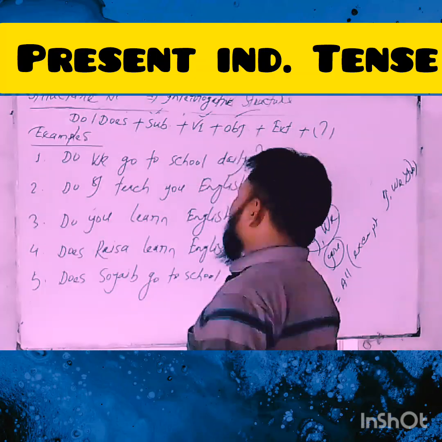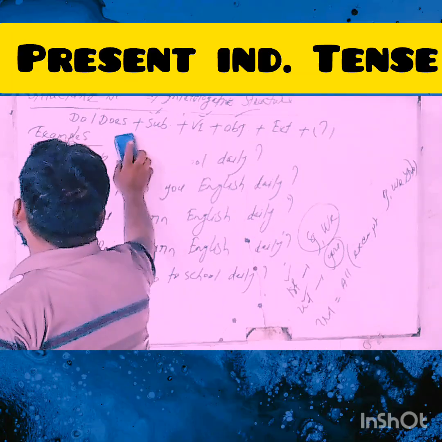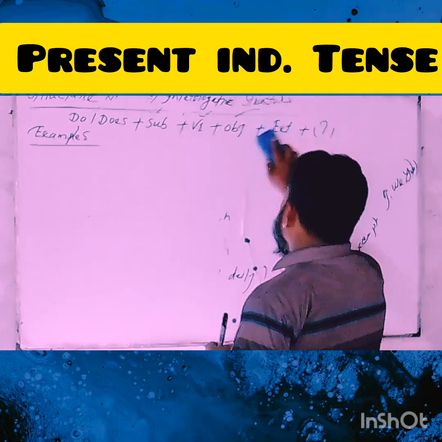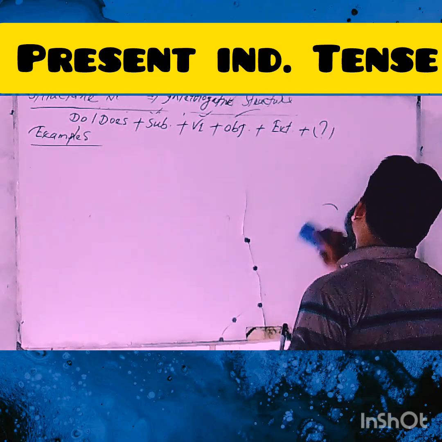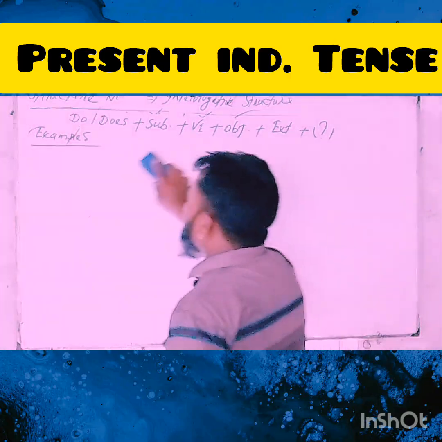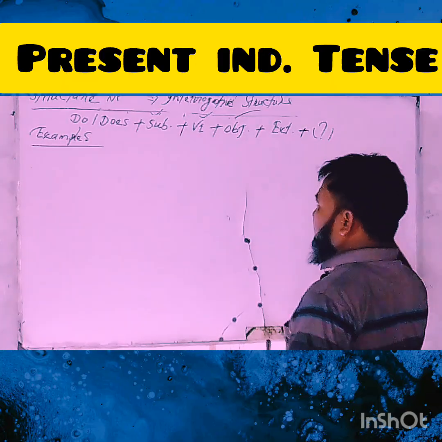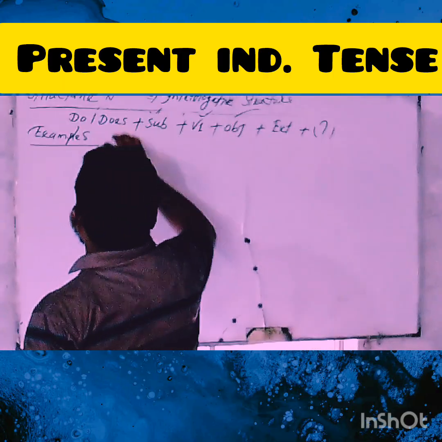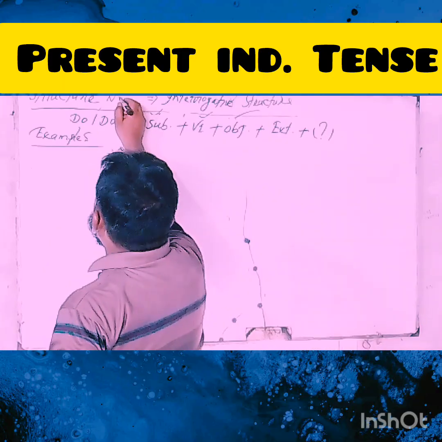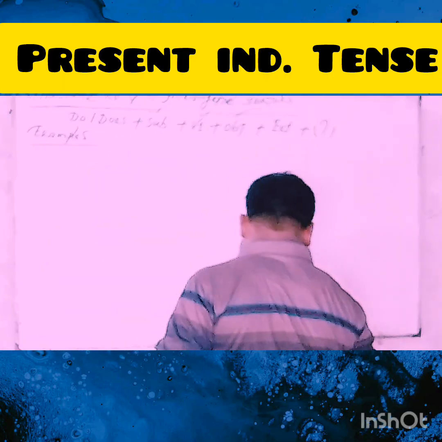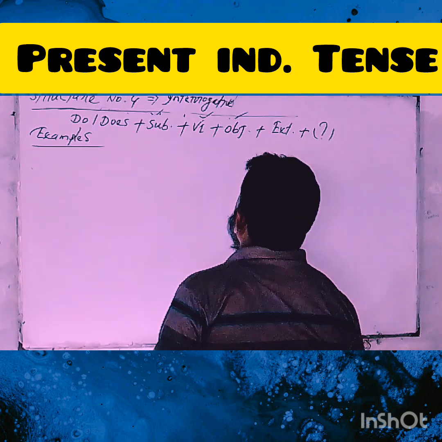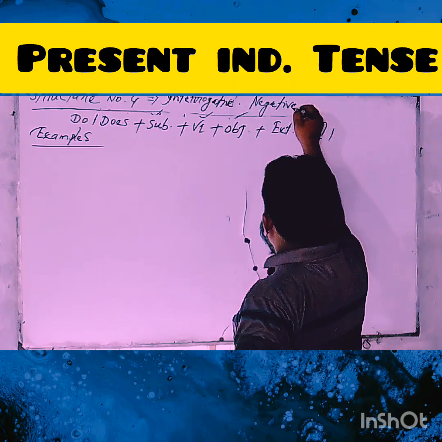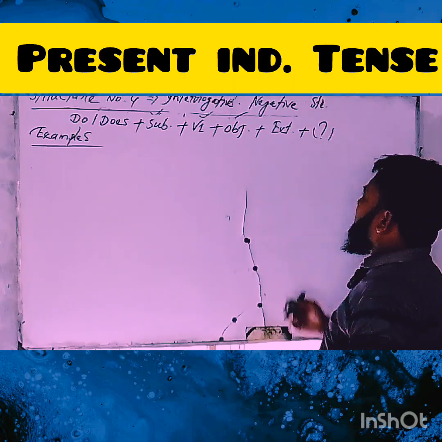My dear learners, now I'm trying to show you structure number four. You'll have to mind that, my dear learners, every tense has five categories of structure. Structure number one is called affirmative structure. Structure number two is called negative structure, structure number three is called interrogative, and structure number four is called interrogative negative structure.